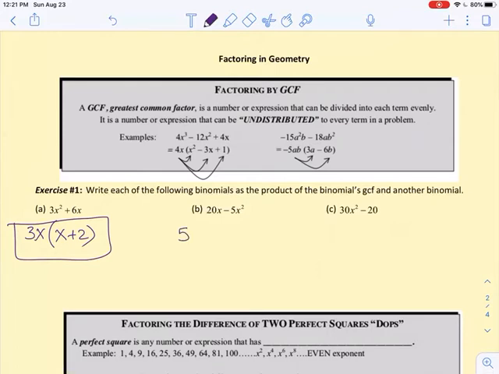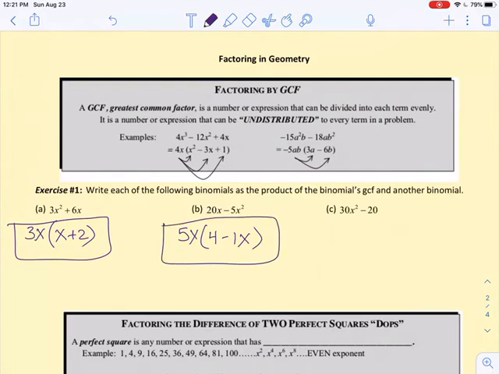So B, again, I want to factor out. So I'm going to factor out a 5 because both these terms are divisible by 5, and I'm going to factor out an x. So when I factor out that 5x, 20x divided by 5x is just 4. The x's cancel. Negative 5 divided by 5 is a negative 1. And x squared divided by x is just x.